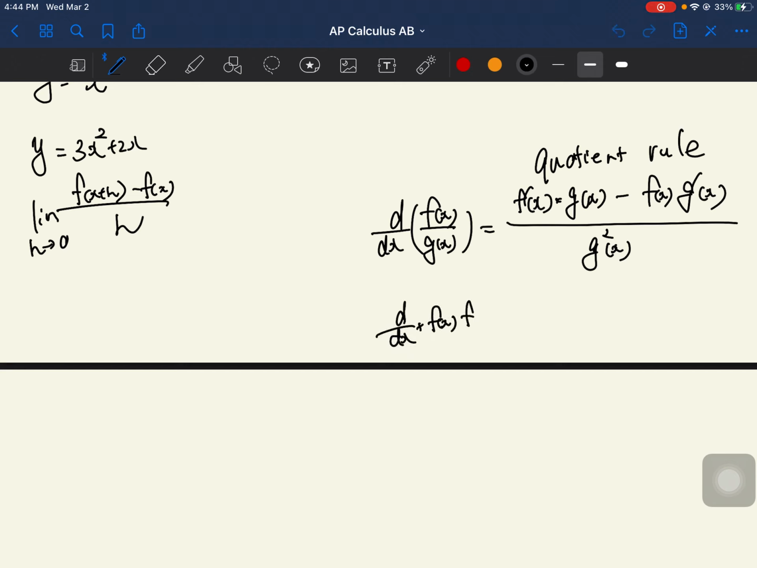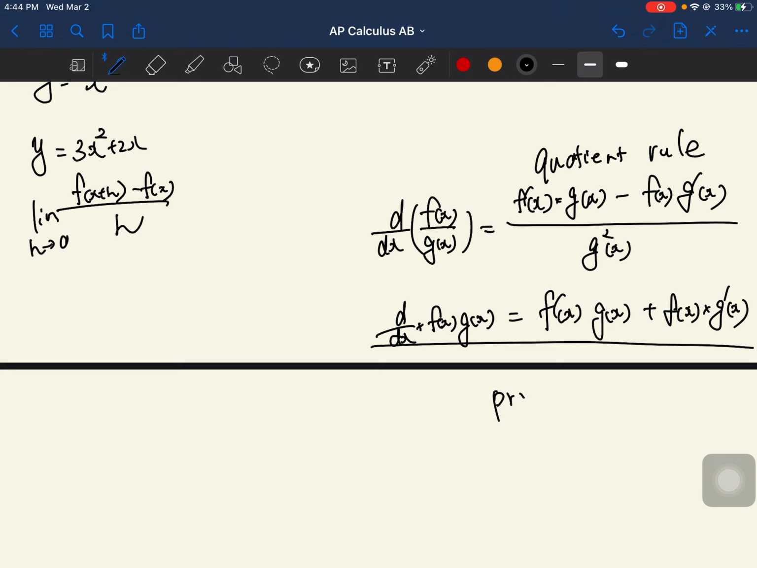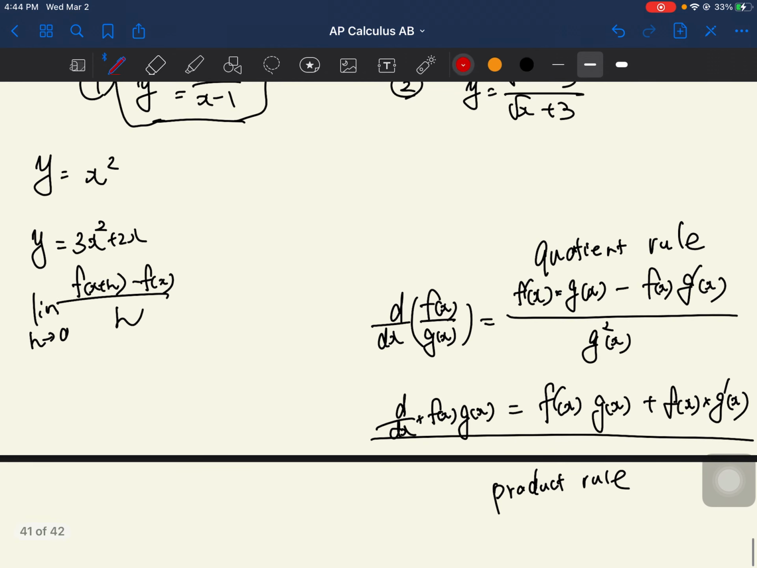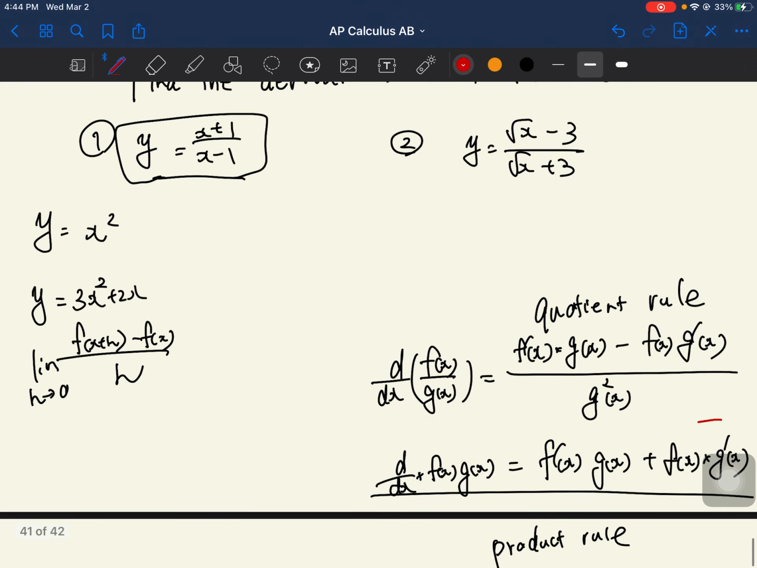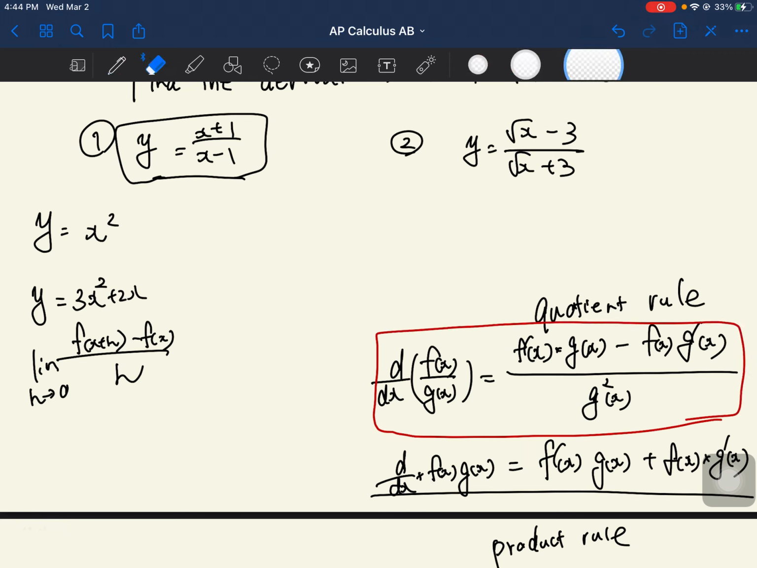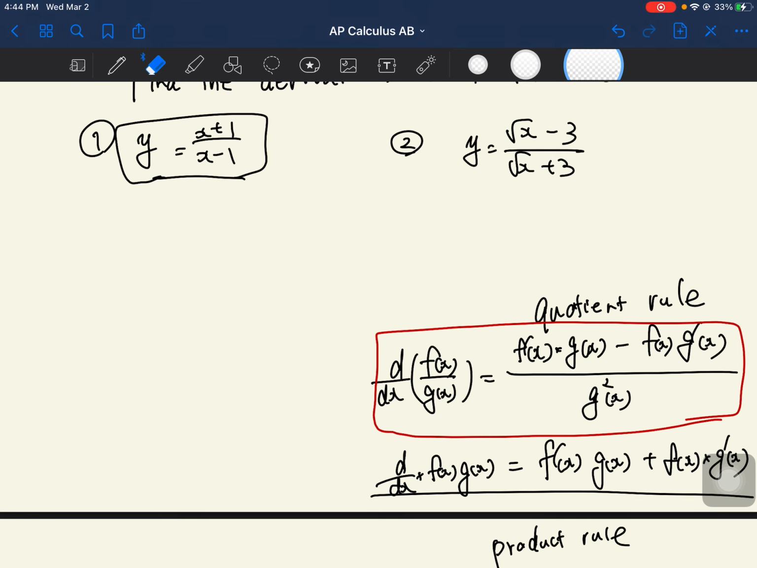The product rule is, if the function is in product form, it's going to be f prime of x times g of x plus f of x times g prime of x. This is the product rule. Okay. So in this case, it's a form of division, so let's use this one, the quotient rule.